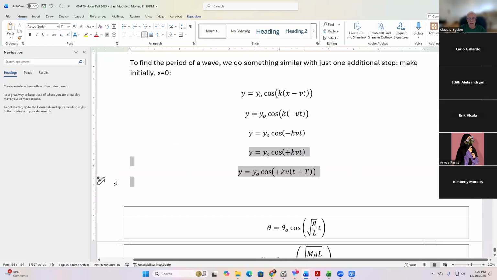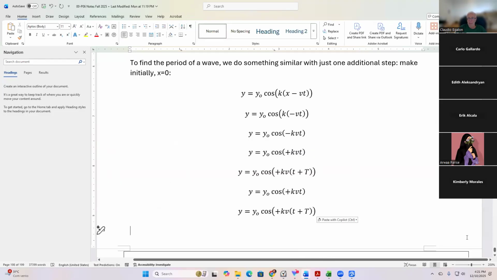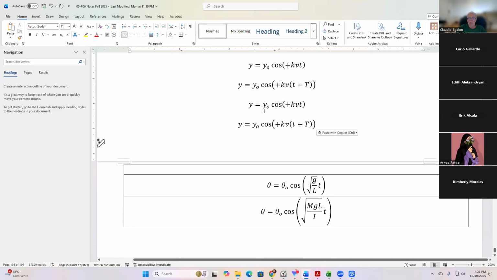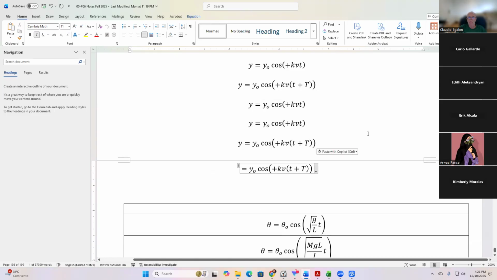We must have this equality, just like we had before for the simple harmonic motion. Here we go. Let's see. I'll place it right in here.